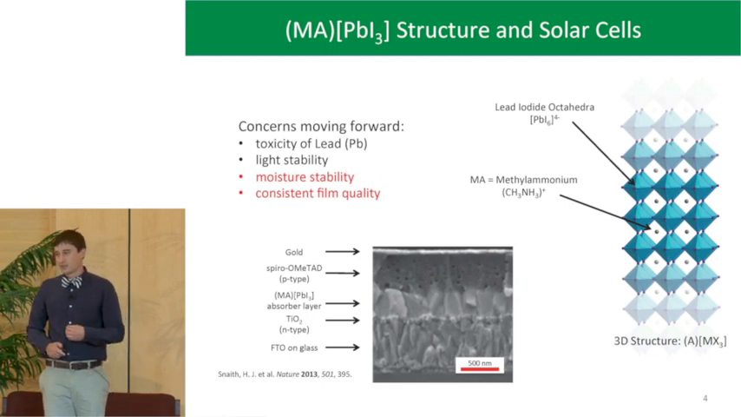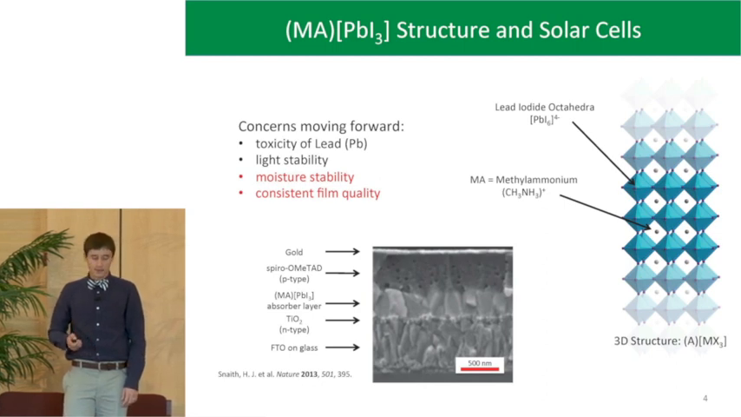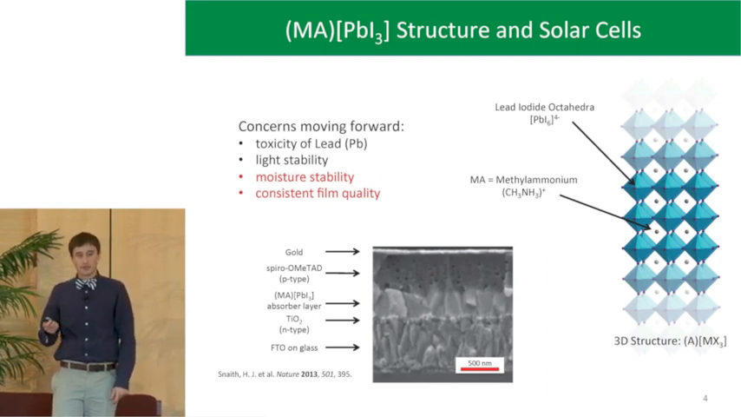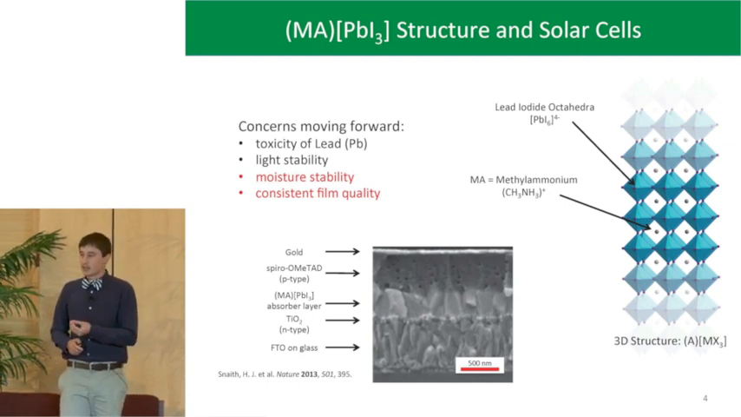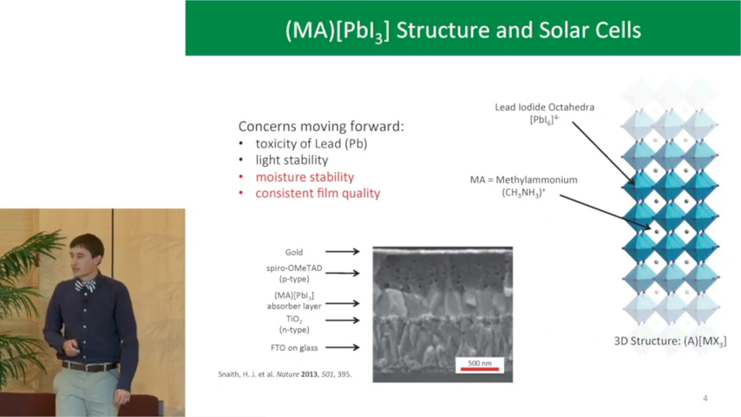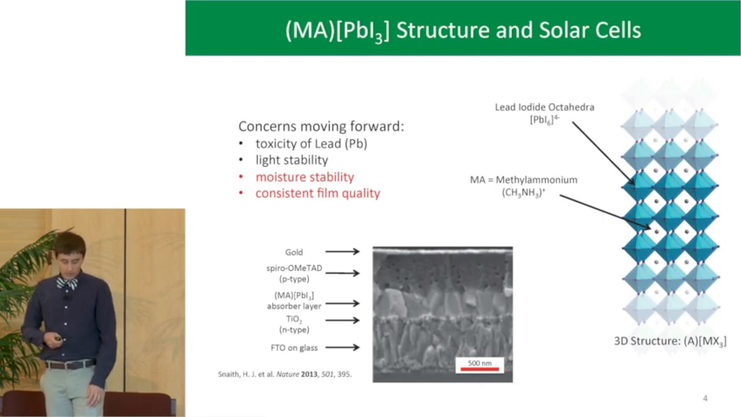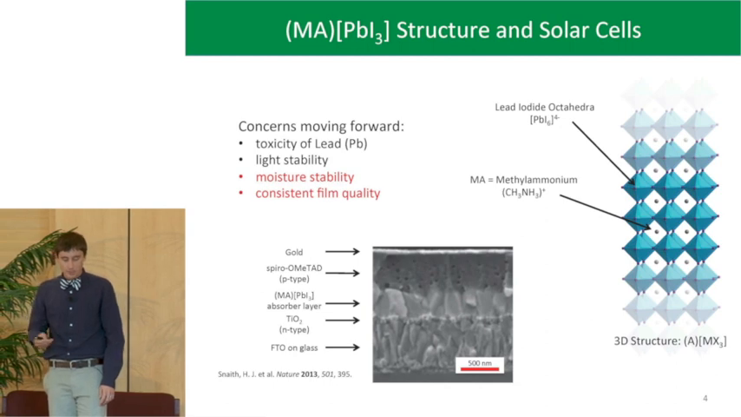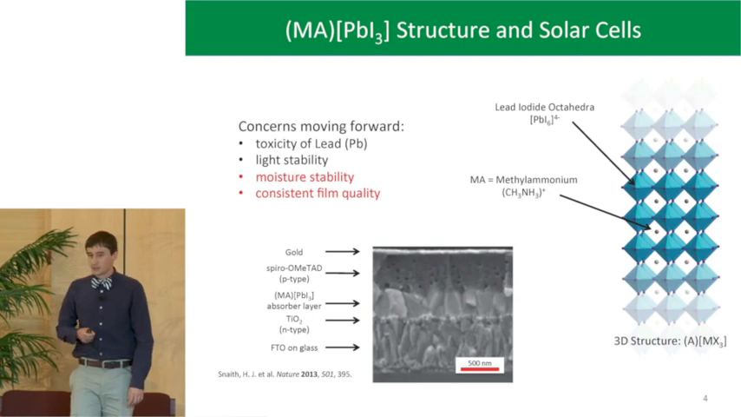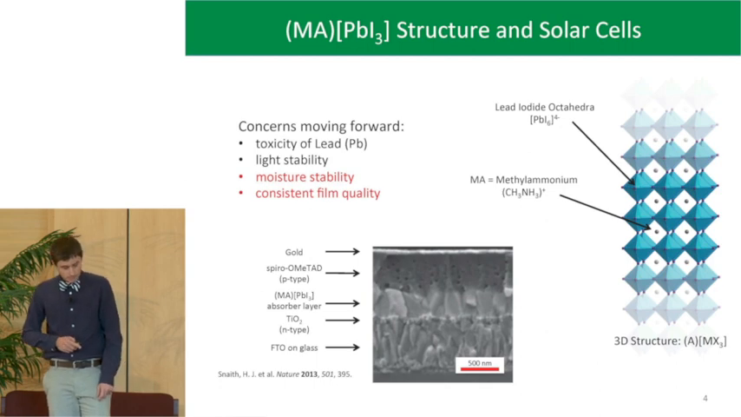However, it's not perfect. There are some concerns that we have to address before we move forward with it. One is the toxicity of the lead, especially for a material that is slightly water soluble. And then the stability of the material, both to light and to moisture. So the light issue, Hema talked about earlier, we could see segregation of iodide in the material, potentially decomposition. We don't really know too much about that right now. The moisture stability, though, is really apparent in the laboratory. If you leave a film out, it'll convert fairly quickly.